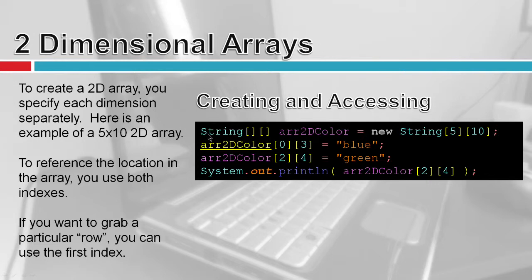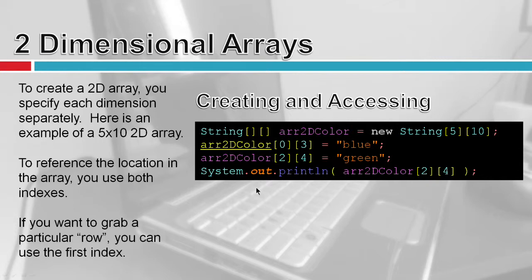I'm going to create a two-dimensional array of strings called array 2D color, and then I create it with 5 rows and 10 columns. So here I have an array of 5 rows and 10 columns. Here I'm going to set the position of 0, 3 to blue. Here I set position 2, row 2, column 4 to green. Here I'm going to print out that color.